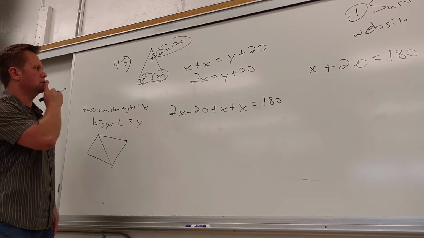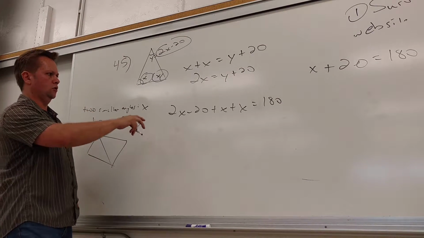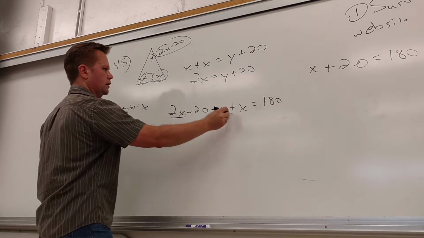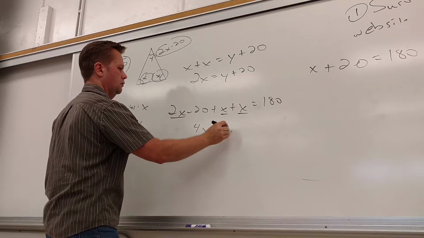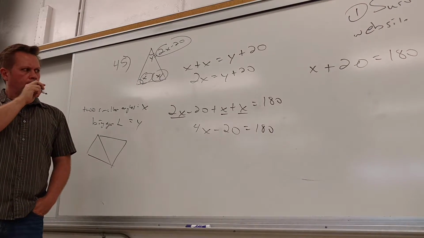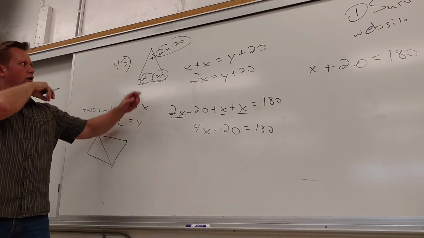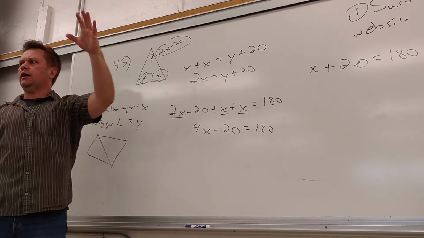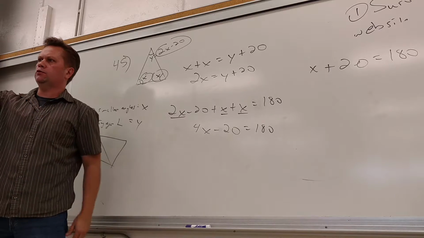What happened? Your next step. There should be no y's in here. 4x. Do you see that? Yeah, 2x and x is 4x minus 20 equals 180. So you got rid of the y by substitution. So I want all of my angles to be related to just x, so they have an equation that only has one variable in it.